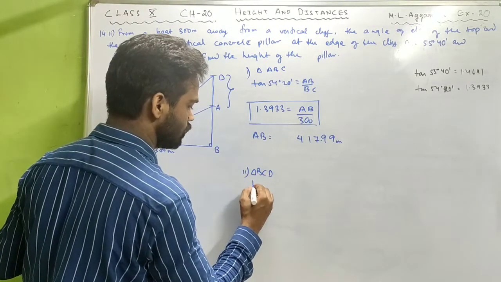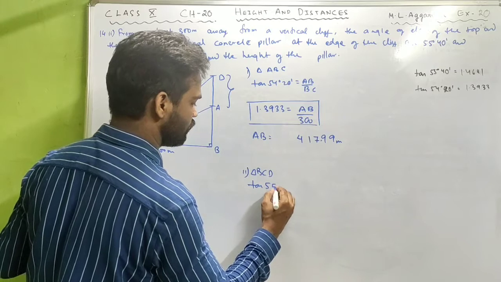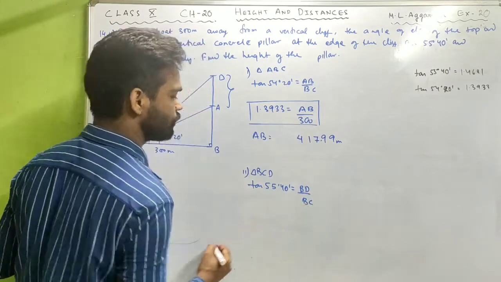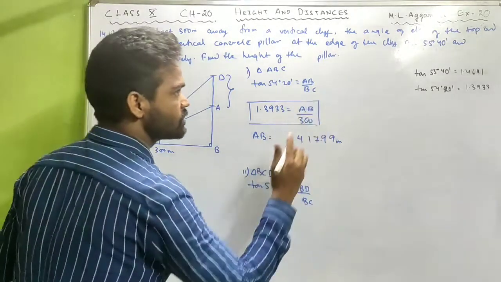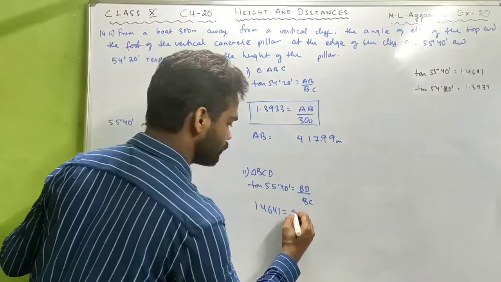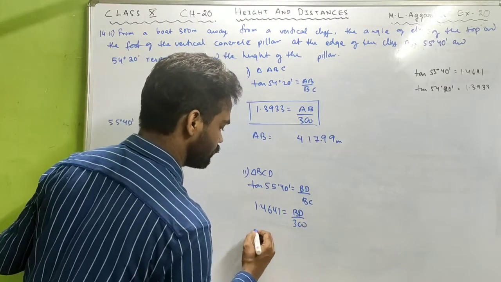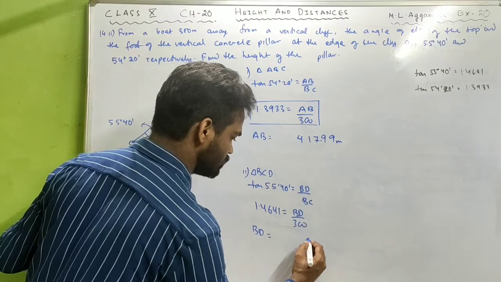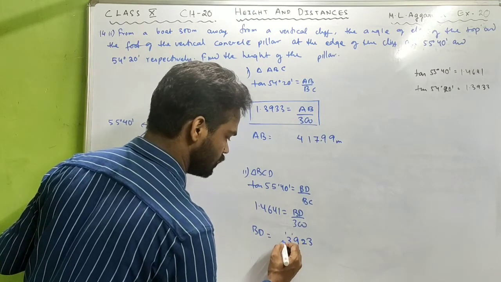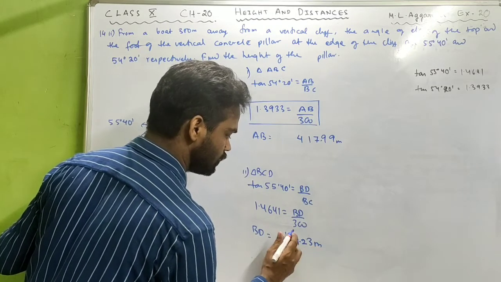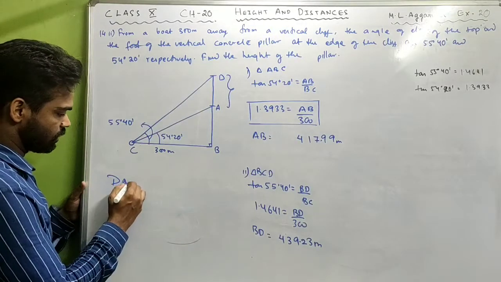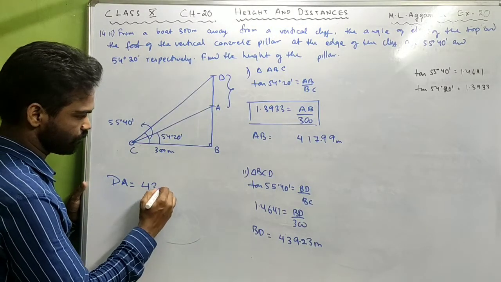Okay. Then look at triangle BCD. In triangle BCD, tan 55 degree 40 minutes is BD by BC. Now tan 55 degree 40 minutes is again 1.4641 and BD we don't know. BC is 300. So BD will be 3 1s are 3, 3 4s are 12, 3 6s are 18 plus 1 is 19, 12, 13, 439.23 meters.